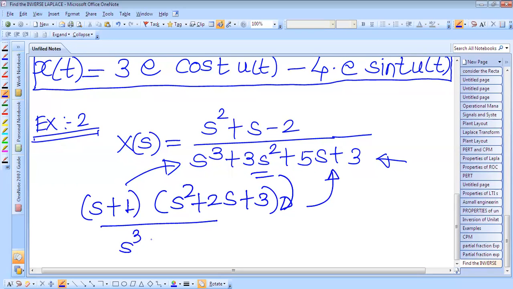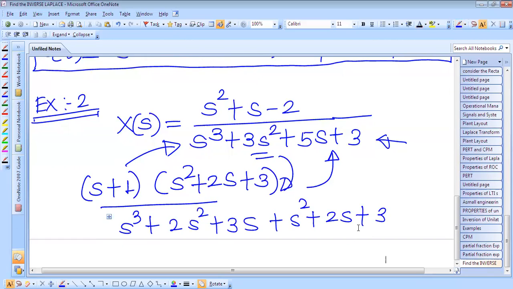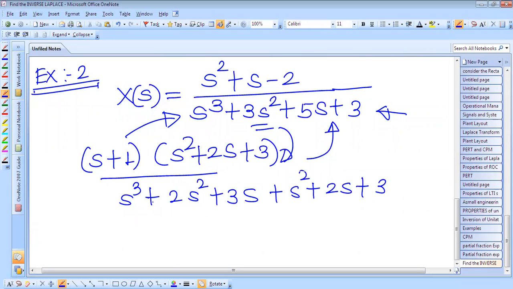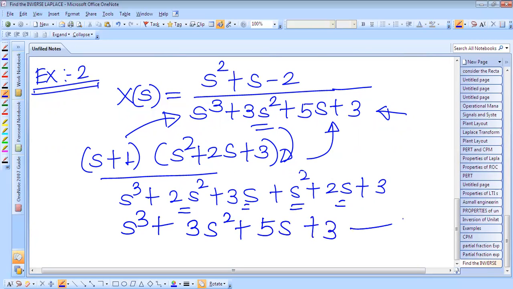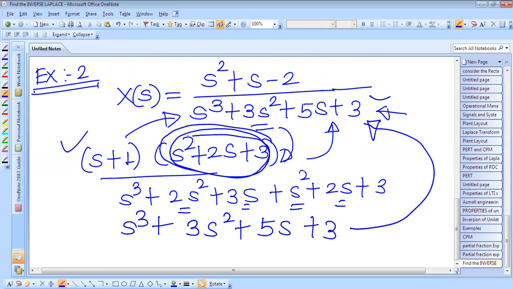So this is s cube plus 2s square plus 3s plus s square plus 2s plus 3. So here we are getting s cube plus 3s square plus 5s plus 3. So this means we are getting the same equation. So instead of this equation, we can write the factor s plus 1 into the bracket s square plus 2s plus 3. And this is a quadratic equation, and we can find the roots of the quadratic equation by using the quadratic equation formula.